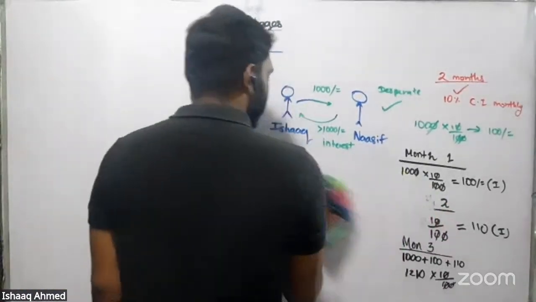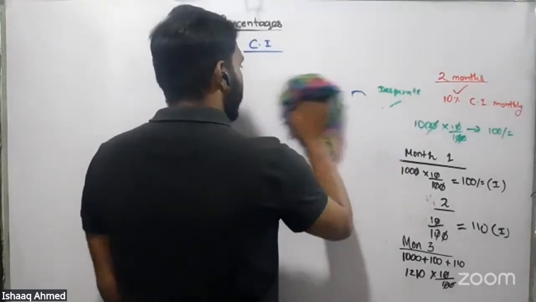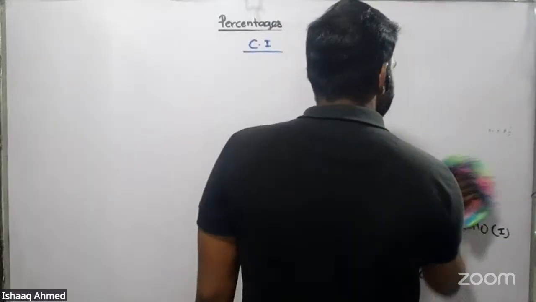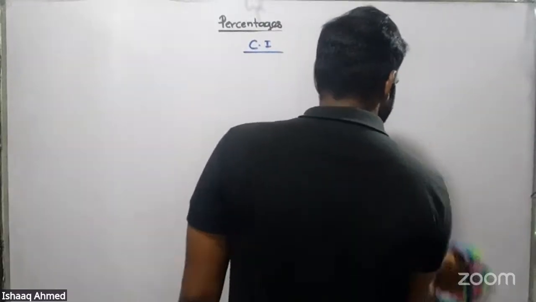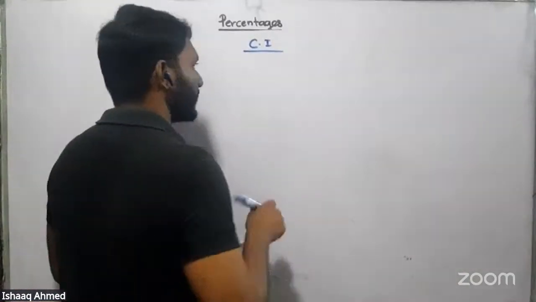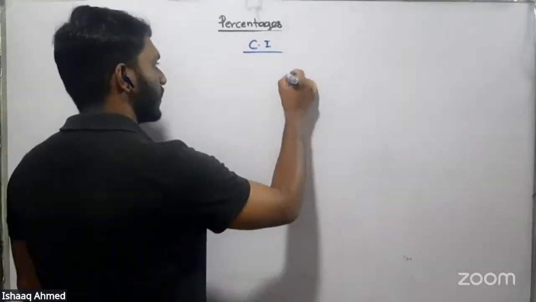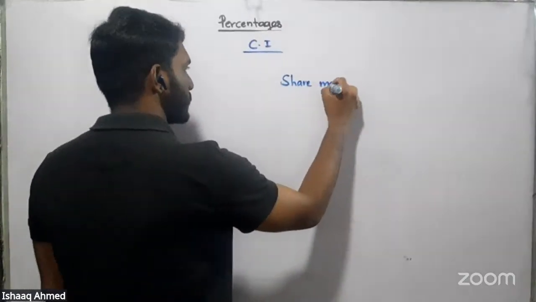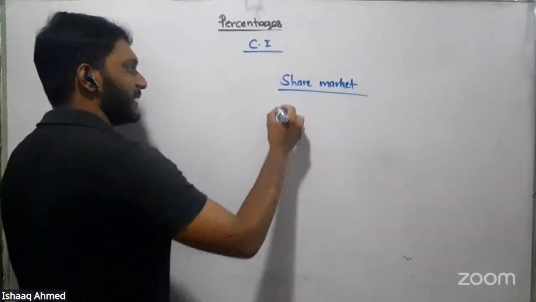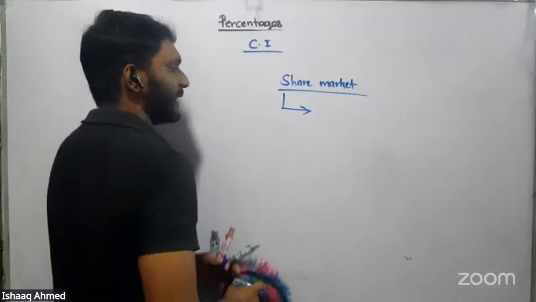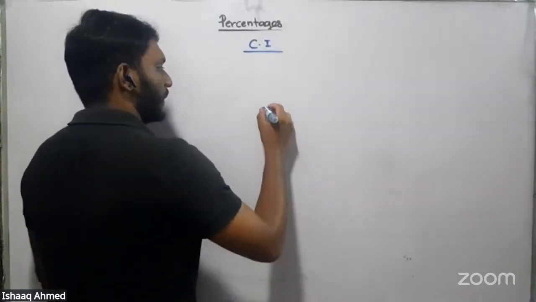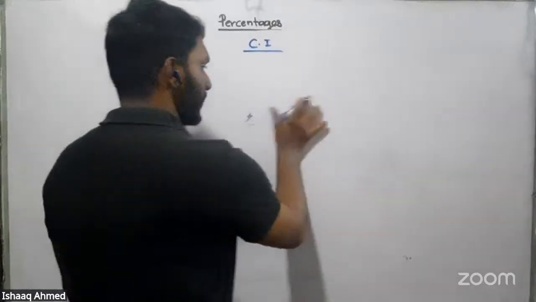So compound interest questions will usually come connected with the share market. There is not much in the share market. I will explain it with the question. So this is compound interest. Then we'll do the question and see how it can be done.